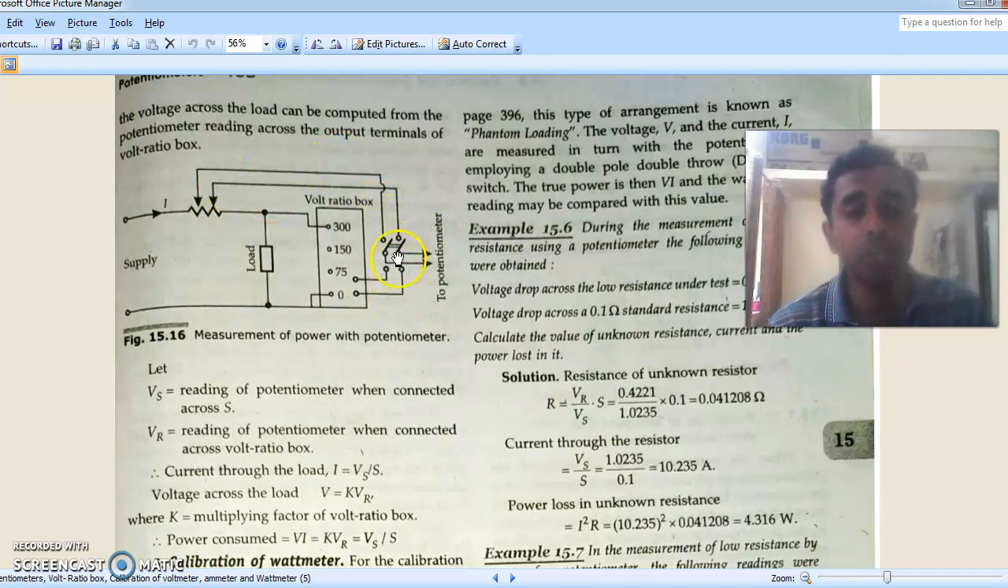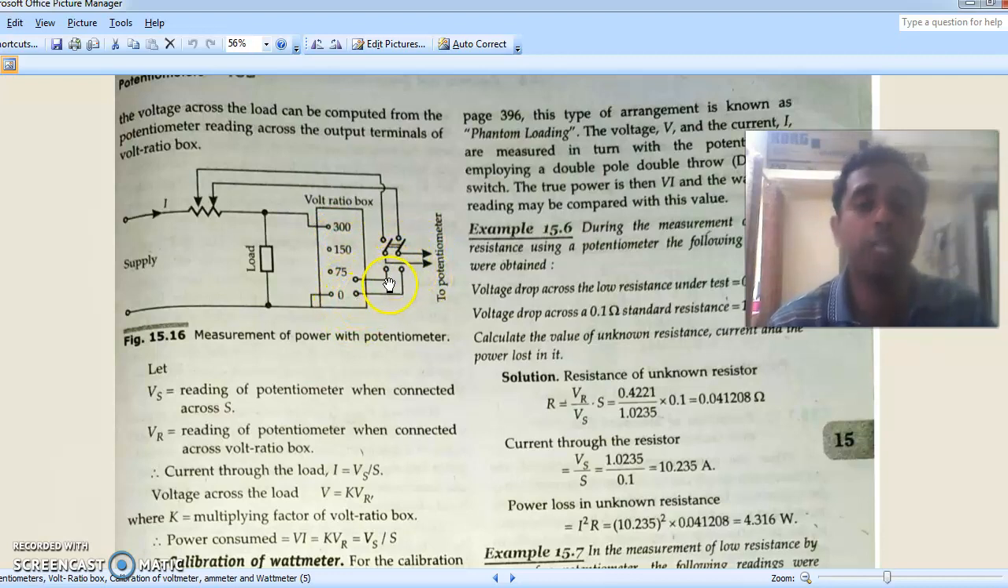So we have a changeover switch here. If the switch is connected to the standard resistance, then we get the voltage drop across this resistance. Knowing the value of resistance S, we can get the value for I. And by closing the switch to this point, we can get the voltage across the potentiometer.